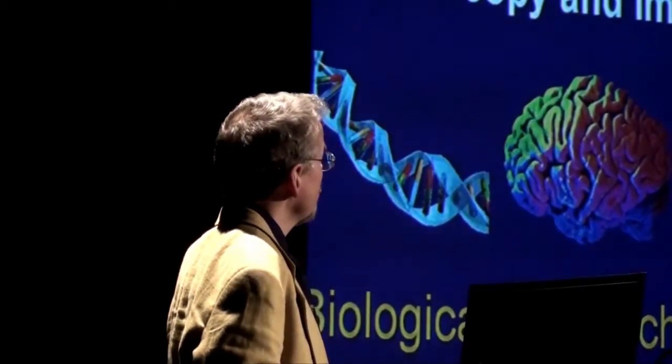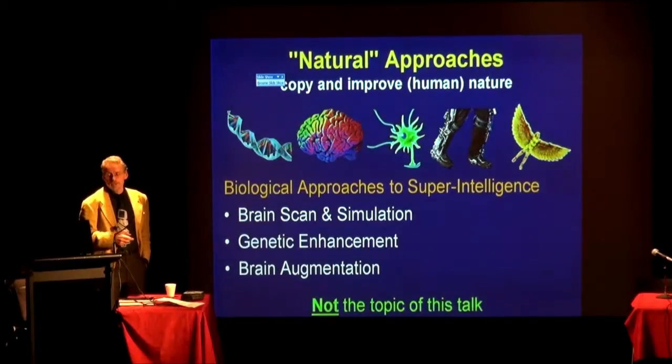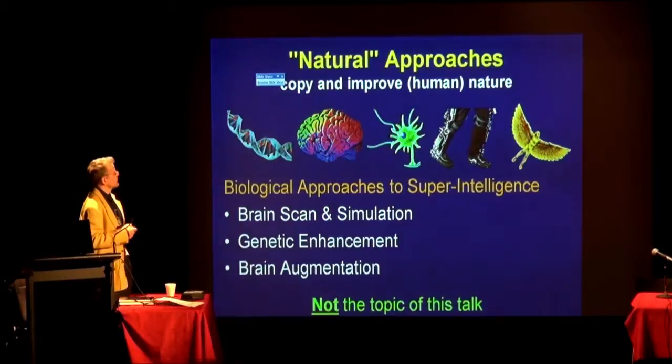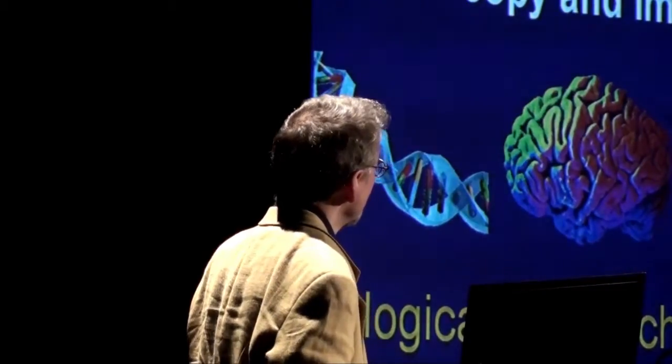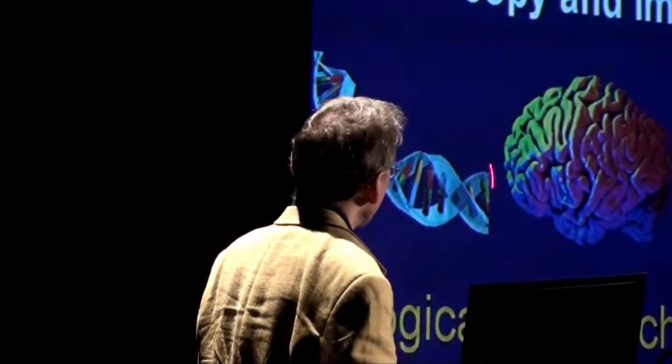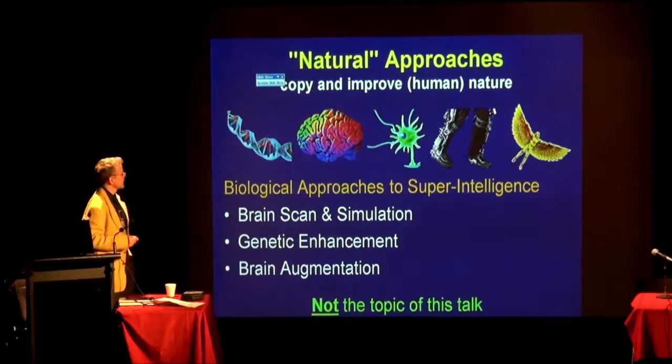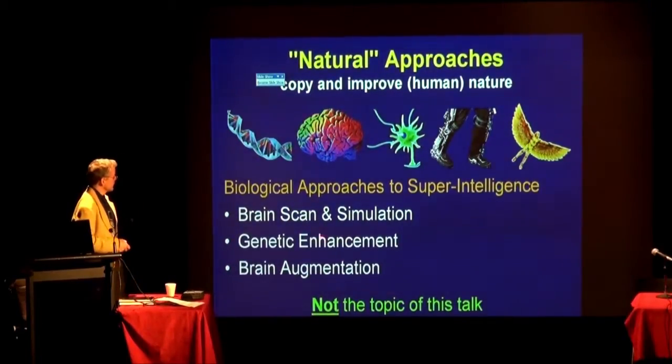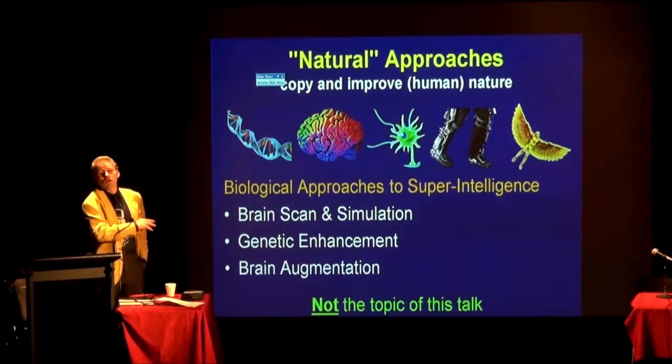Okay, so let me give another distinction, how we could proceed to build AGIs. There are natural approaches, or nature-inspired approaches, where you take human nature and copy and improve it. So we could try to simulate a human brain, or we could evolve intelligent creatures, so that's the domain of artificial life. So it's brain scan and then simulate it, or genetic enhancement, or we could augment our brain, and I will not talk about this here.